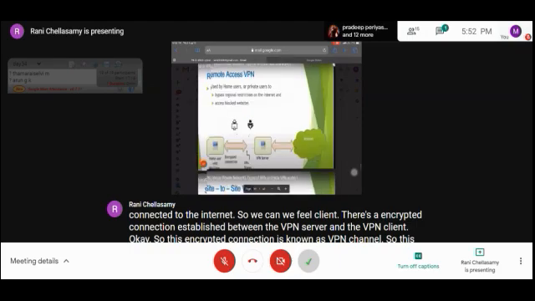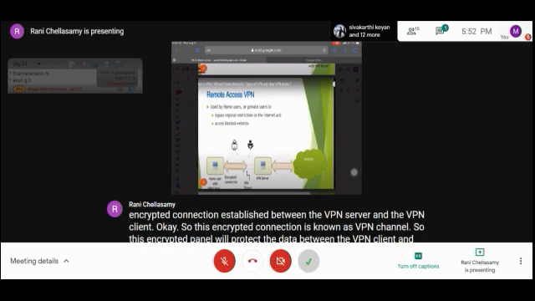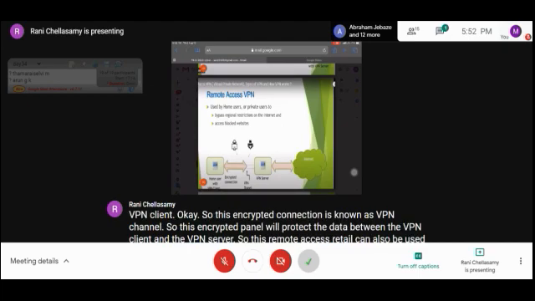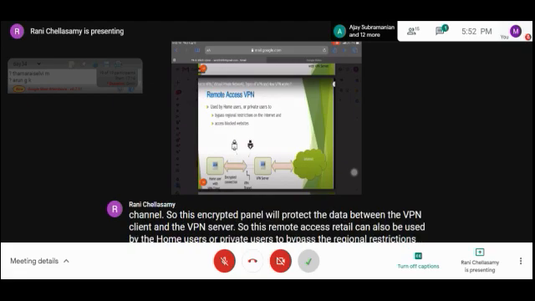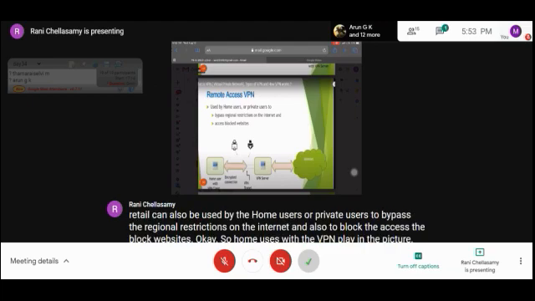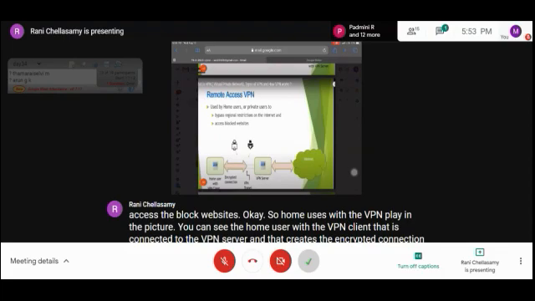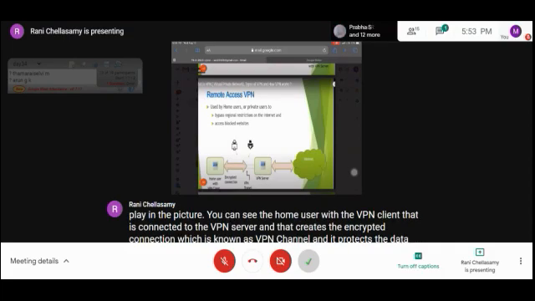This remote access VPN can also be used by home users or private users to bypass regional restrictions on the internet and also to access blocked websites. Okay. So, home users with the VPN client. In this picture, you can see the home user with the VPN client connected to the VPN server, and that creates the encrypted connection, which is known as the VPN tunnel, and it protects the data between the home user and the VPN server. Okay. So in this way, the home user can access the restricted websites.